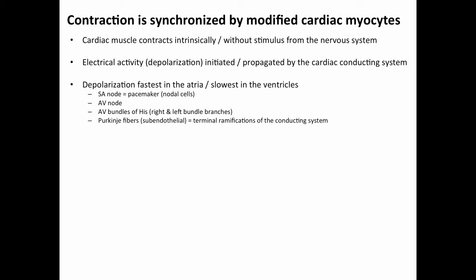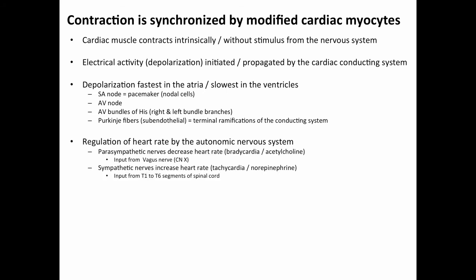The impulse travels through the cardiac myocytes to the AV node, and then through the AV bundle of His, which breaks into the right and left bundle branches, and then finally the Purkinje fibers, which are subendocardial. These are the terminal ramifications of the cardiac conducting system.